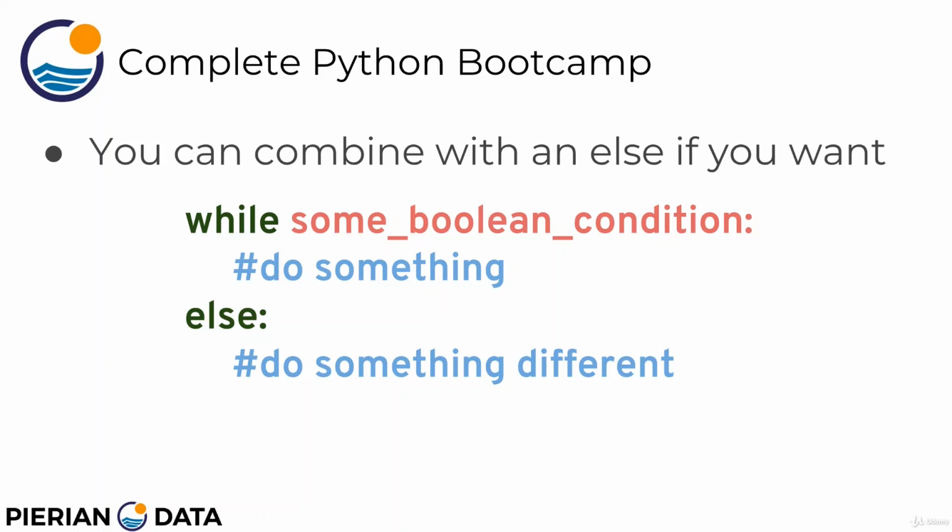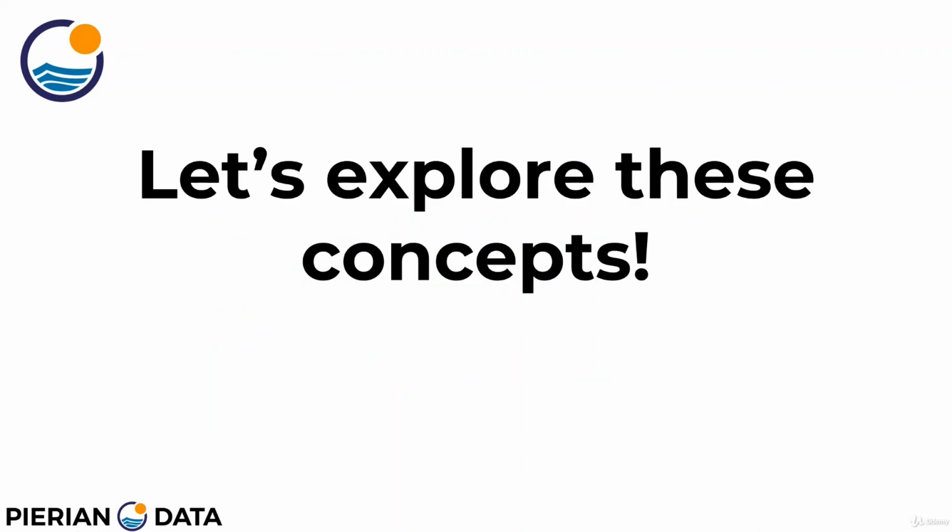Now we can also combine a while statement with an else statement if we want. So I can say while some Boolean condition is true, do something, else, meaning once that condition is no longer true, or if since the beginning it was not true, we do something different. Let's explore these concepts with some examples. Let's hop to a Jupyter Notebook.